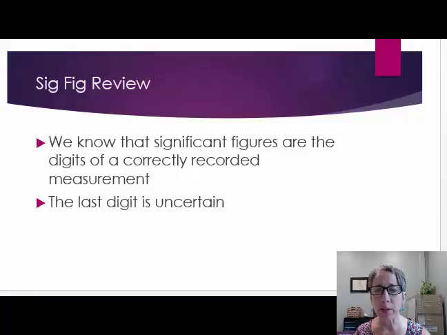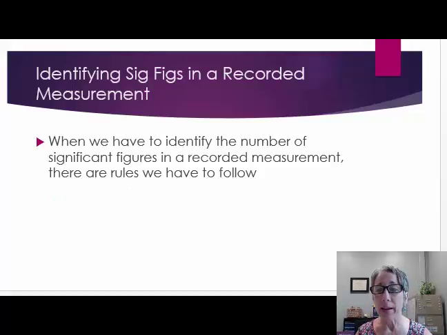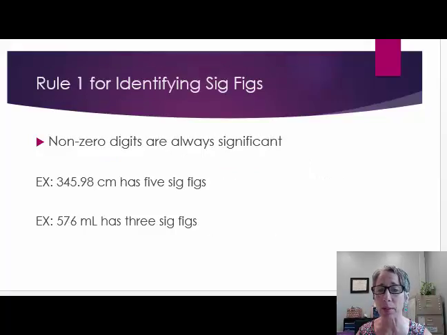We know that significant figures are the numerical part of a correctly recorded measurement where the last digit is uncertain. Not only will you need to correctly record measurements, but you will also have to identify the number of significant figures in measurements that have been recorded, either by you or someone else. There are 4 rules for identifying the number of significant figures in a measurement.